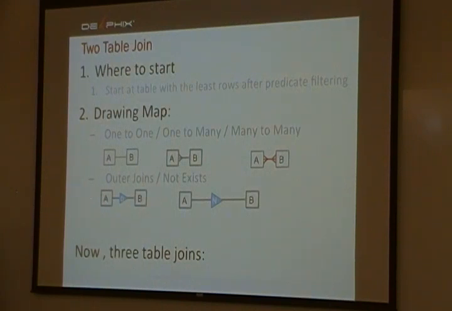So now we're getting to the steps to actually draw the diagram. So we looked at the beginning of it. What we want to do is start where we have the least number of rows. If there's no indexes, that's a smaller table. If there are predicate filters, then it's how many rows are returned after we apply the predicate filter. And then we're going to draw the map with these visualizations. So that's for 2 tables. What happens for 3 tables?